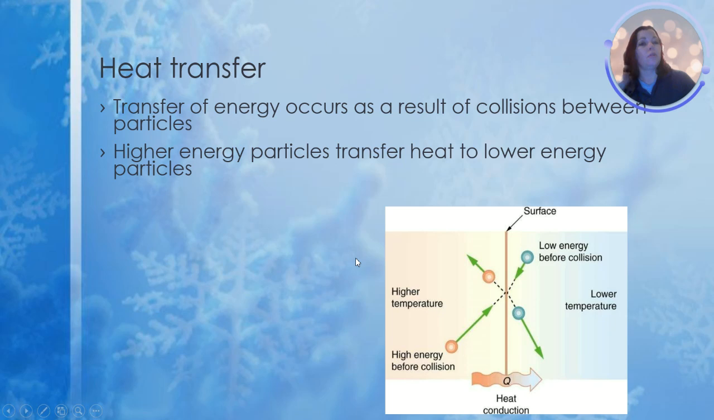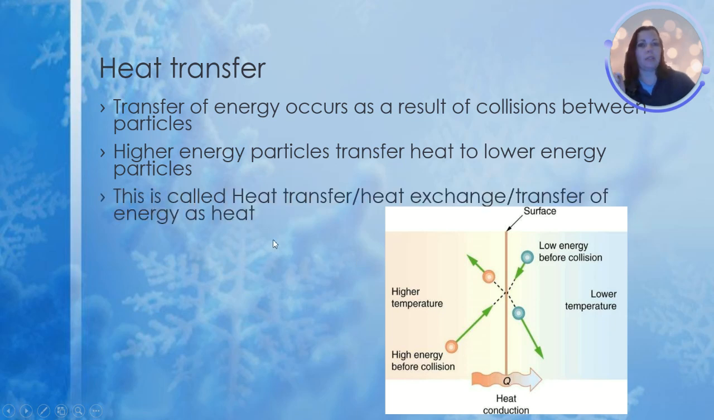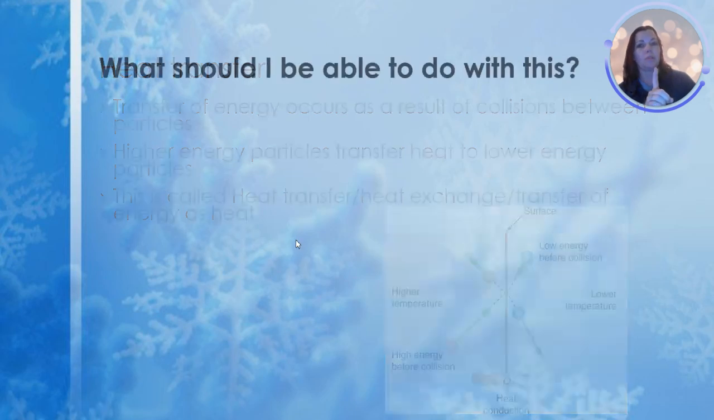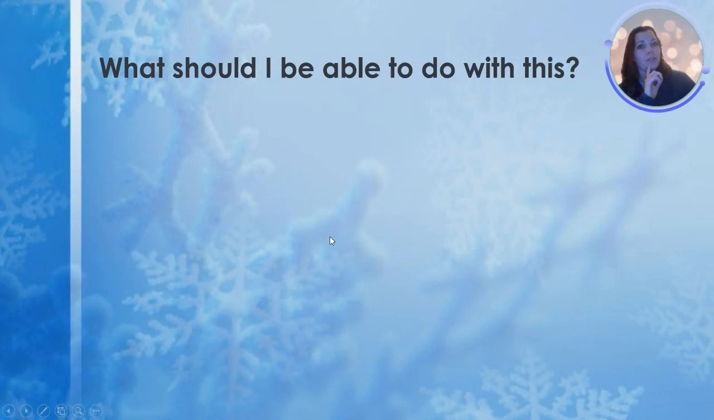Over time, you will reach thermal equilibrium when the speeds of the particles have averaged to be the same. This is called heat transfer, or heat exchange, or transfer of energy as heat. Those are all the same thing. But again, remember that it happens because of collisions between particles. So that's it. Pretty short topic here.